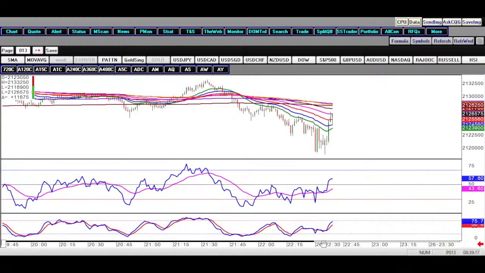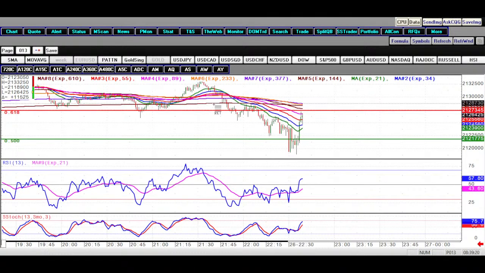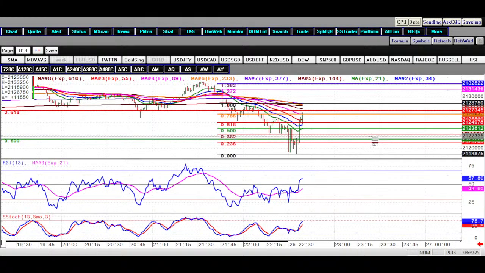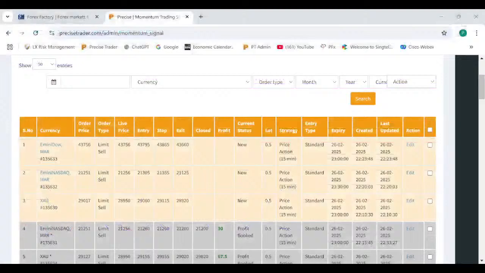So what we are trying to do is sell at 21305. Right now we are seeing some strength. Let it push higher. The 21305, probably we may want to reduce it to 21280. Try to sell at 21280.